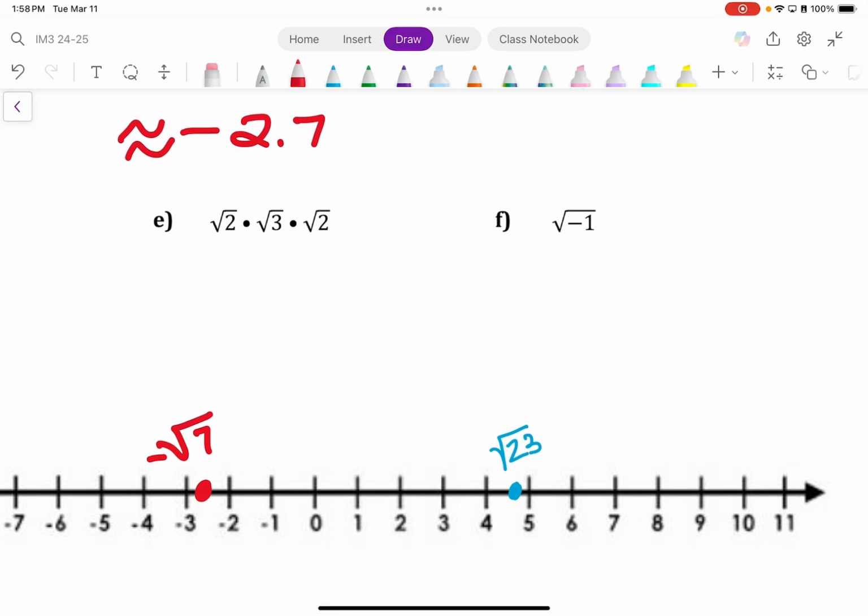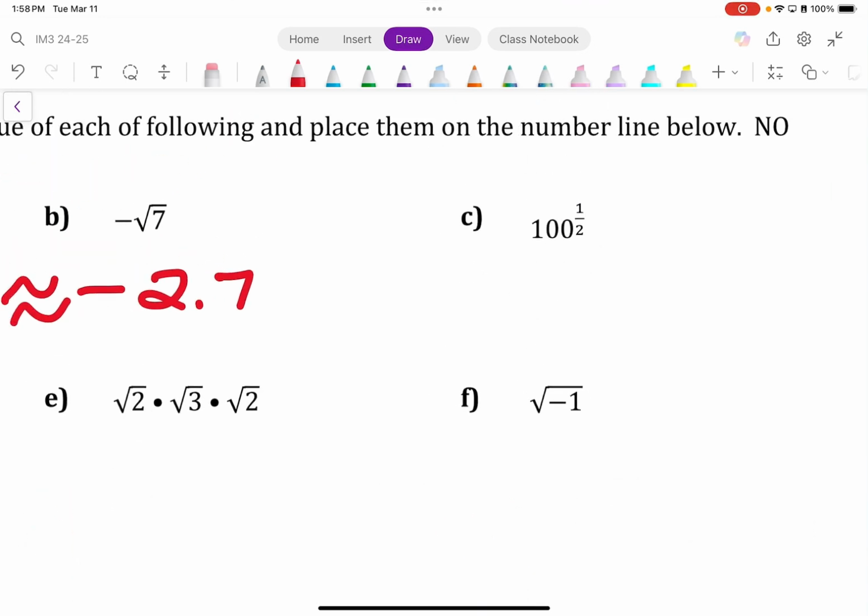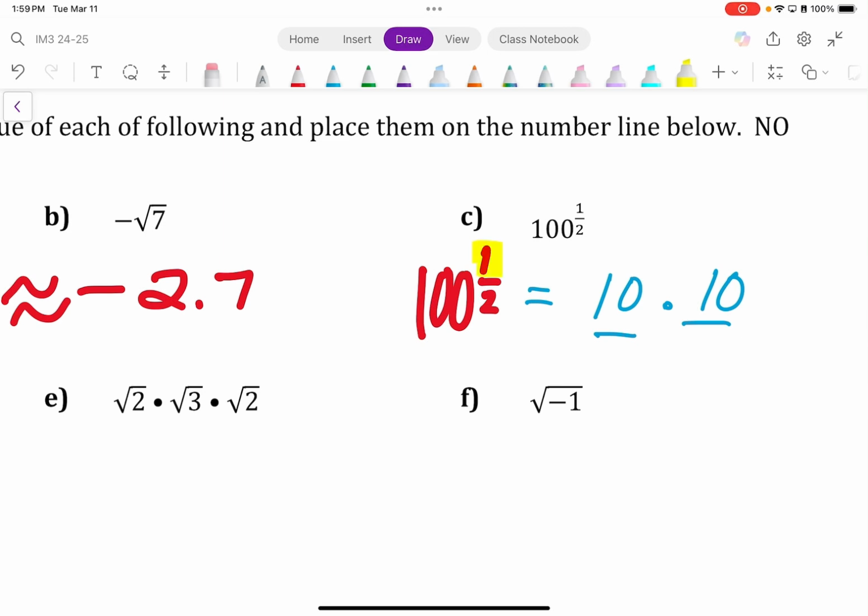Okay. Let's try C now. 100 to the 1/2 power. This should be reviewed because we have done this before. The denominator is telling us that we need 2 equal sized groups that multiply to 100. So what should each group have? 10. The numerator is telling us that we want one of these groups. So your answer is what? 10.